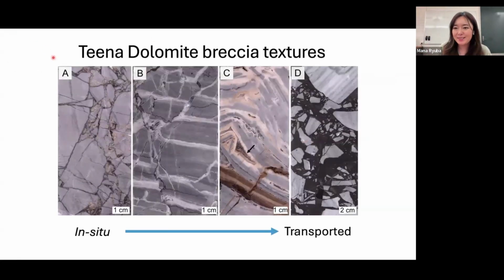And this is what the breccias look like. They have a range of different textures, and we've categorized them according to whether they're more in situ type textures or transported textures. So we have crackle breccias, mosaic breccias, and also matrix supported rubble breccias. But what was interesting to us was what was between the clasts. The infill of these fractures is what really tells us how these breccias formed.